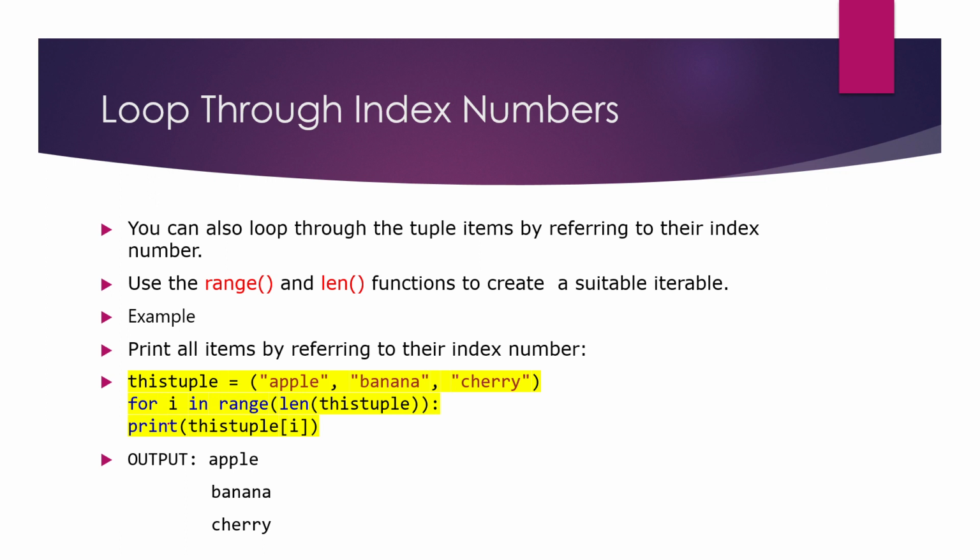So we write this tuple equal to apple, banana, cherry, is a tuple. For i in range, length of this tuple, print this tuple with the index i. With the index number 0, apple comes, then comes 1, banana, 2, cherry.